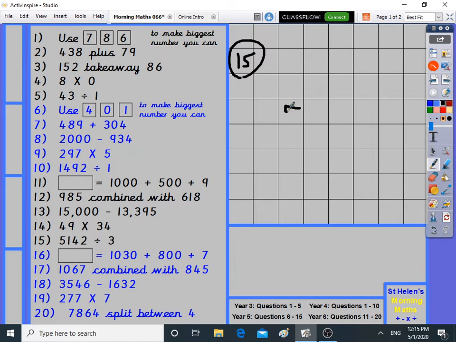Question 15, 5,142 divided by 3. How many 3's in 5? 1. 1 3 is 3, remainder 2. How many 3's in 21? Sing your 3's up to 21. 3, 6, 9, 12 and 15, 18, 21, it's 7. How many 3's in 4? 1 can fit in, and there'll be 1 remainder. How many 3's in 12? 3, 6, 9, 12 is 4.